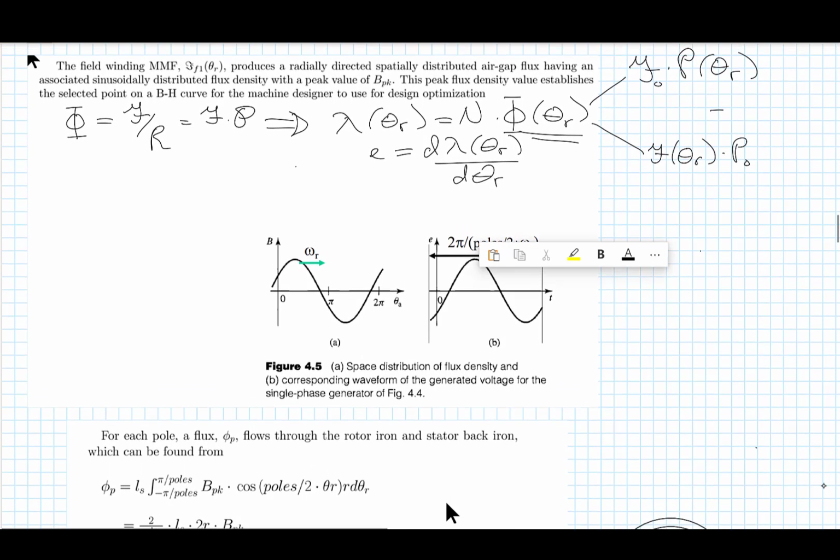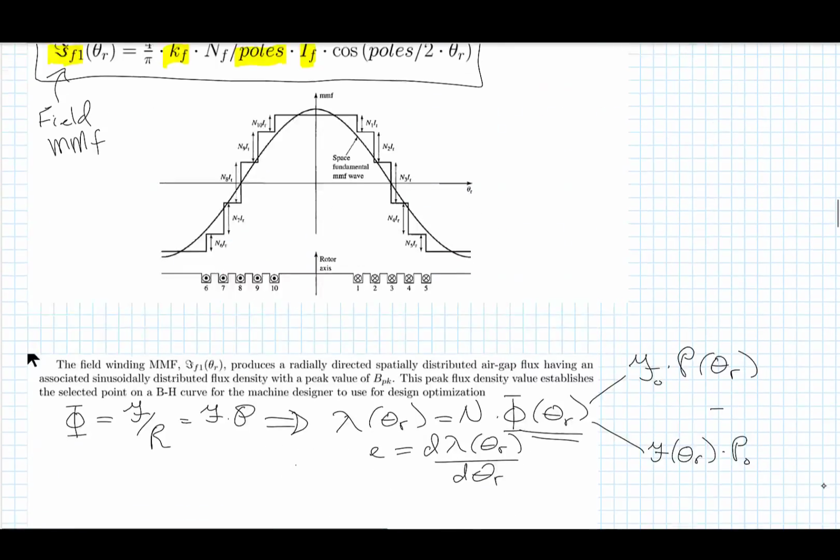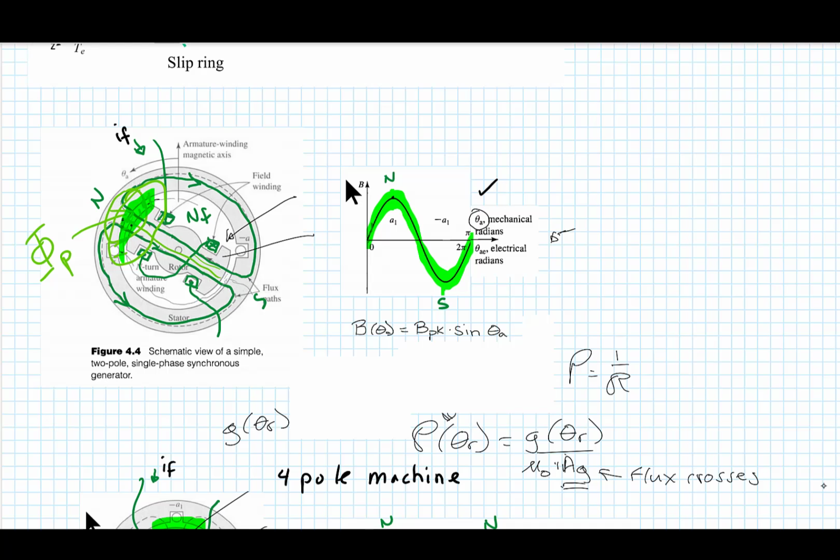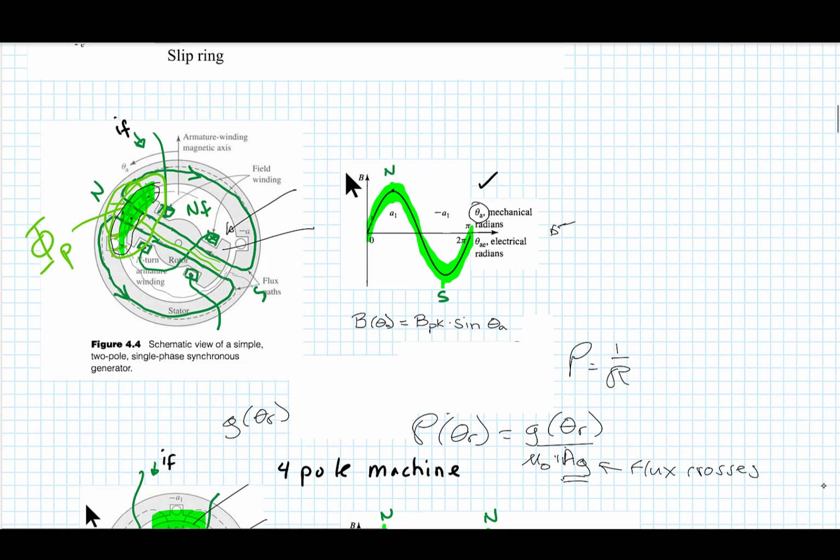Well, let's go back again to the flux density we were talking about up here. Recall when we were describing the flux density, that's the flux density associated with the flux under one pole. And ultimately, we want to come up with what is that number? What is that flux number per pole? It's going to be associated with this sinusoidally distributed flux density. That flux density was driven by the field MMF.